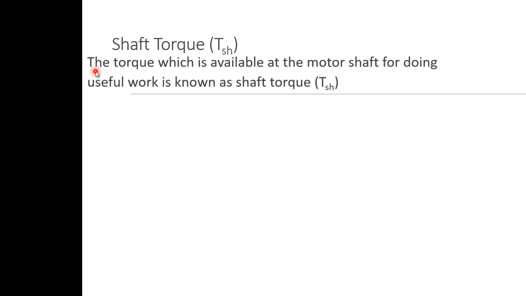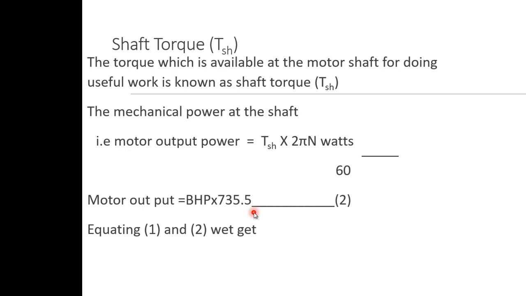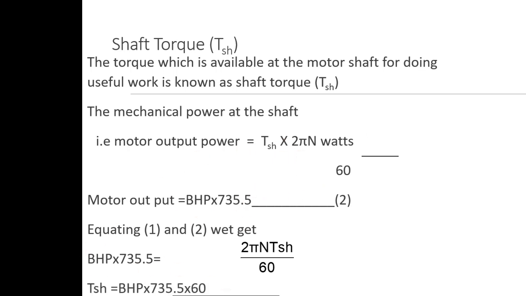Shaft torque Tsh: the torque which is available at the motor shaft for doing useful work is known as shaft torque Tsh. So the mechanical power at the shaft, that is the motor output power, is equal to Tsh into 2 pi n by 60. The motor output is equal to British horsepower into 735.5. So equating these two equations, we get Tsh is equal to British horsepower into 735.5 into 60 by 2 pi n.